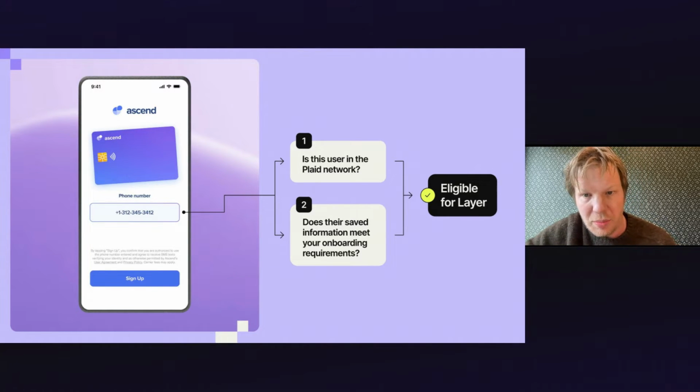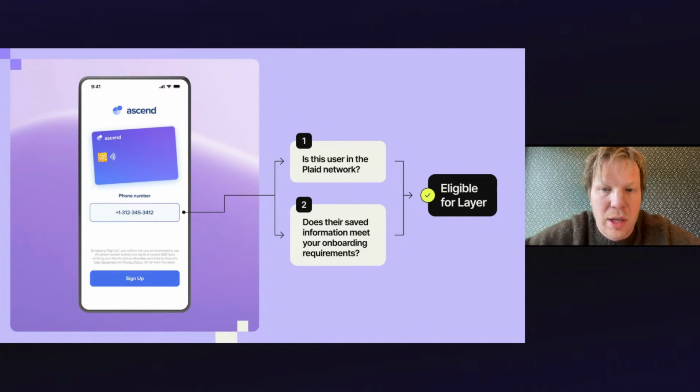When you collect and pass us the user's phone number, we immediately check for two things. Is the user in the Plaid network? And is the user eligible for Layer? In other words, does the user have saved data that meets your unique onboarding requirements? Only if both things are true, we'll tell you that Layer is ready and you can show the UI. Otherwise, we'll let you know they're not eligible and you can fall back to whatever other onboarding experience you'd like.